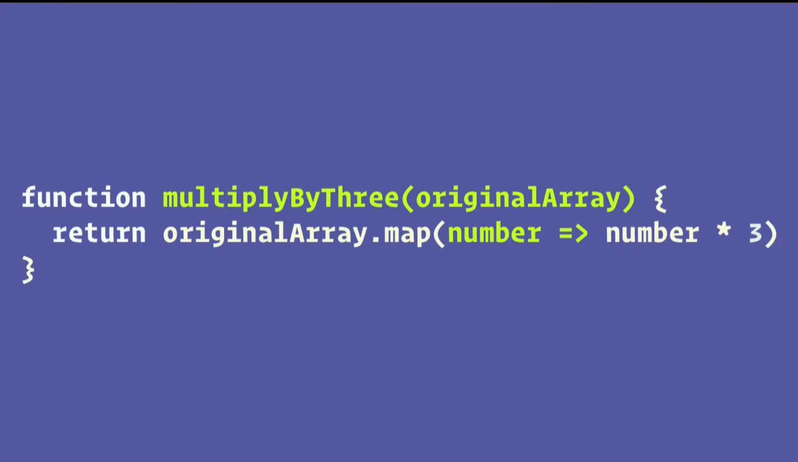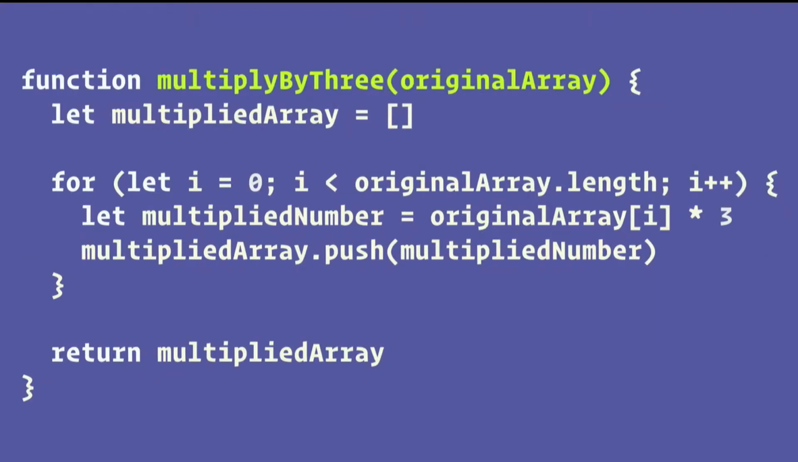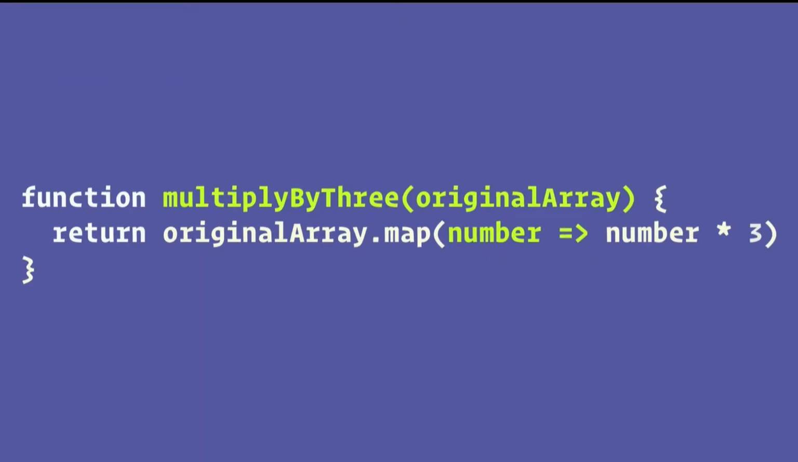Original array, map. For every item in the original array, multiply it by 3. We don't even need a return statement inside that little arrow function, right? Much simpler way of doing exactly the same thing. This is how you had to do it until we had things like map. So, piece of cake. So a little bit React is like that. That's what we mean by declarative.